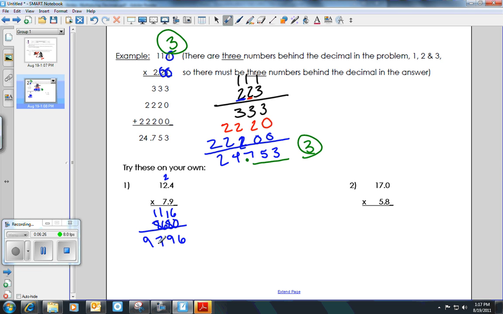And go back and count how many numbers were to the right of the decimal in your problem. So we've got 1 here and 1 there. That's 2 numbers to the right of the decimal in the problem. So I'm going to put 2 numbers to the right of the decimal in the answer. 97 and 96 hundredths. Okay, I want you to go ahead and finish the try these on your own problems for the rest of your homework tonight and have them ready when you come to class tomorrow.